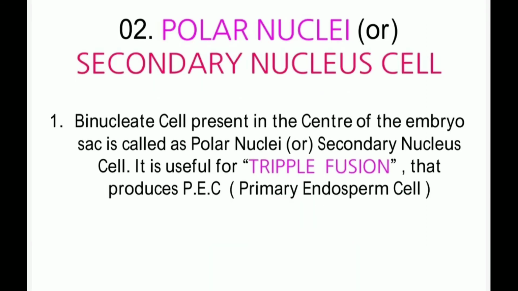The second part of the embryo sac is the polar nuclei or secondary nucleus cell. A binucleate cell present in the center of the embryo sac is called the polar nuclei or secondary nucleus cell. It is useful for triple fusion that produces the PEC, that means the primary endosperm cell.